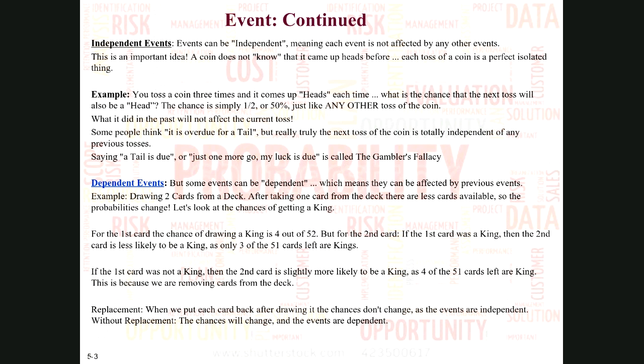So, a dependent event means that it can be affected by the previous events. For example, drawing 2 cards from a deck. After taking 1 card from the deck, there are fewer cards available, so the probabilities change. Remember, there's 52 cards in a deck. You take 1 out, there's now 51, so the chance of drawing something, previously 1 out of 52, is now 1 out of 51. Okay? Everybody understand that? You are now reducing the sample size.